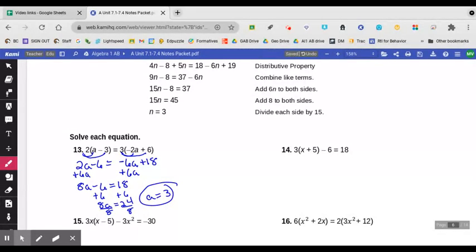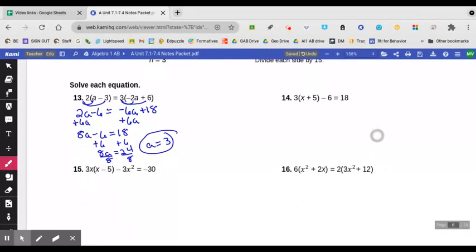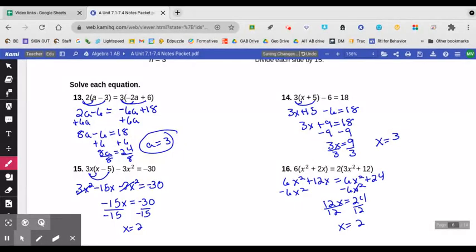So I want you to pause and do 14, 15, and 16 and come back and check. So number 14, I distribute the 3, get 3x plus 15, then the minus 6 because I didn't distribute. Combine 15 and minus 6, I get plus 9. Subtract 9 from both sides. Divide both sides by 3, x equals 3.